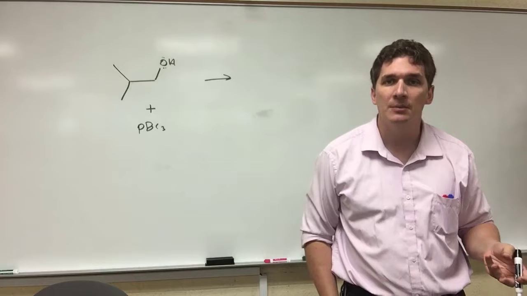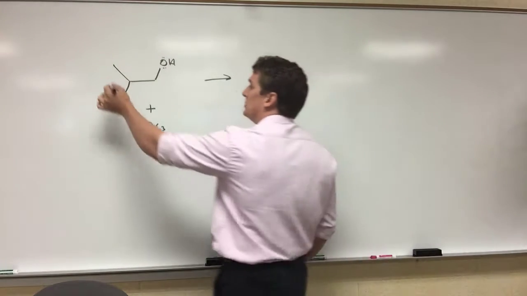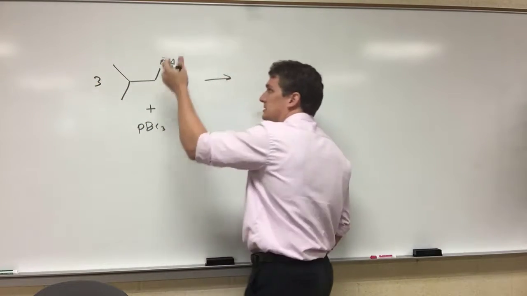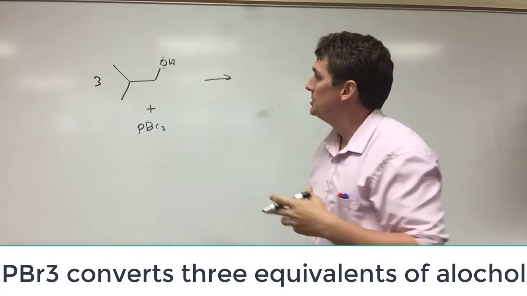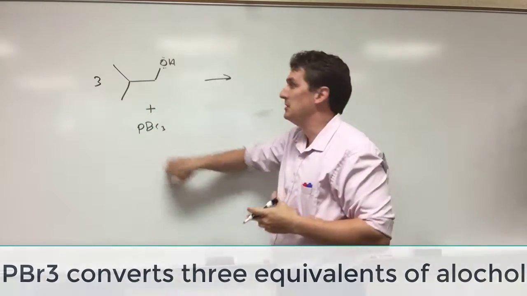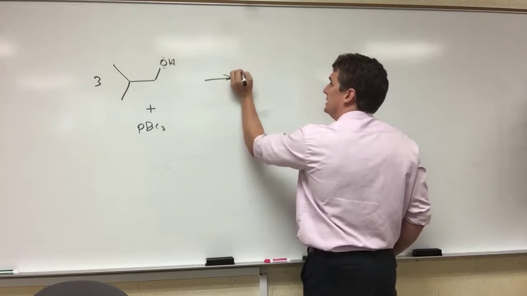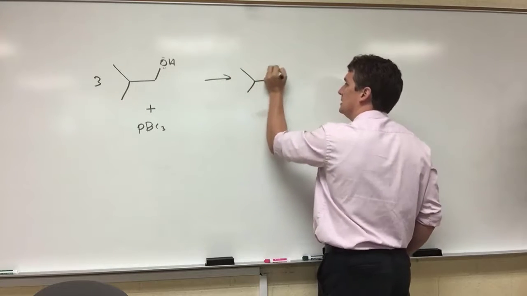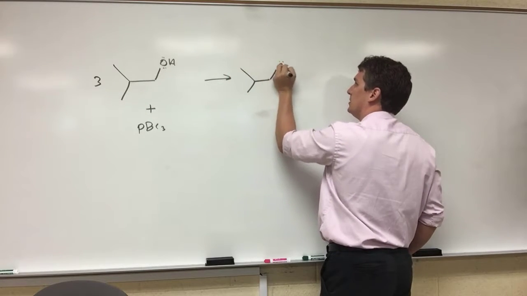an alcohol on a primary carbon. Now, we're always going to write this as 3 equivalents. So PBr3 needs 3 equivalents of the alcohol for this to work. So we add 3 times the amount of alcohol that we do PBr3, and what we end up getting is substitution of our terminal alcohol with the bromide.